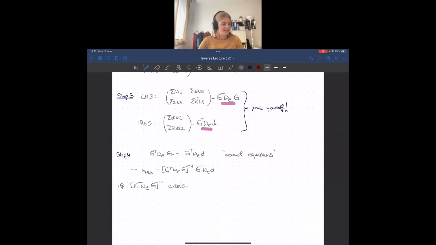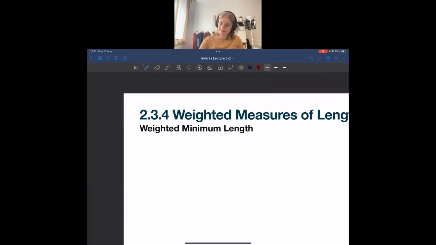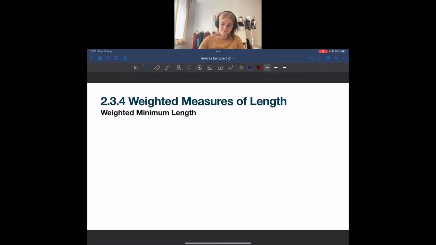Okay, we just discussed weighted least squares. The obvious next thing we're gonna do is weighted minimum length. So we're gonna do this here without purely the derivation. We have seen already in the least squares case how it works, but we rather discuss where things will change.